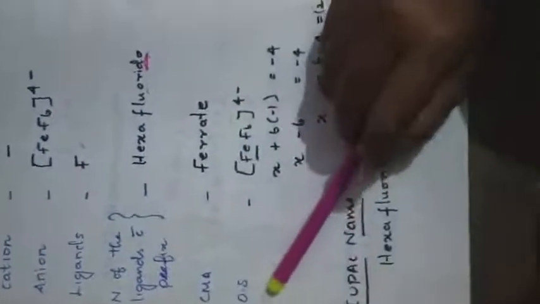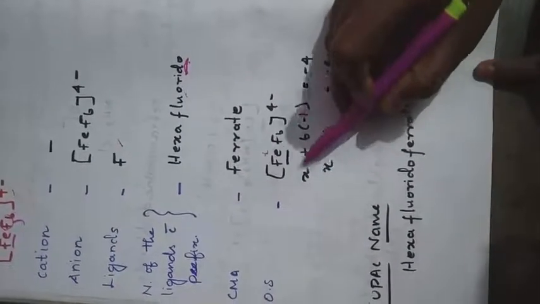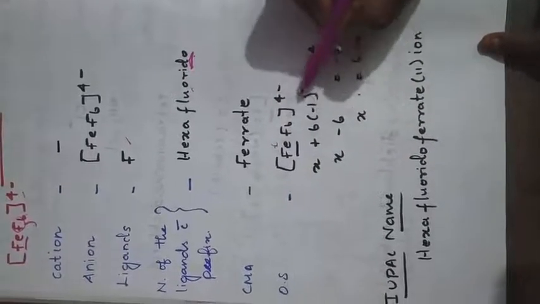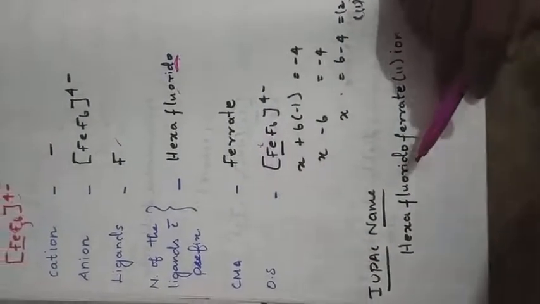Then you have to find out the oxidation state for Fe, iron here. So you have to keep X. Then the oxidation state or oxidation number of the fluoride ion is -1. Then if you do the simple calculation, you will get the oxidation state of the central metal atom, which is nothing but 2. You have to write it in Roman numerals. Now we can name the coordination compound.